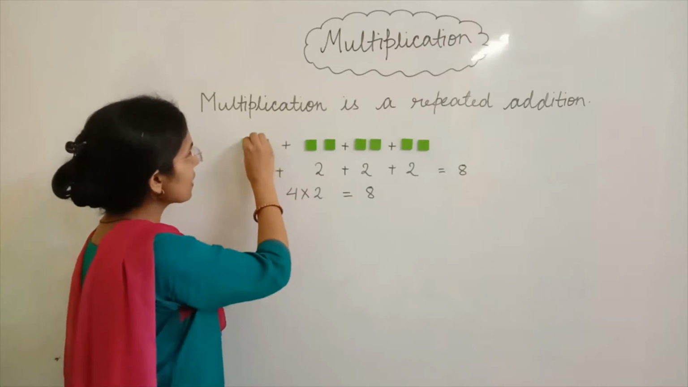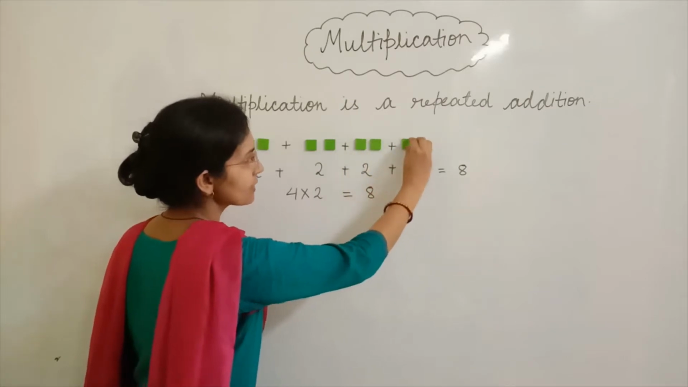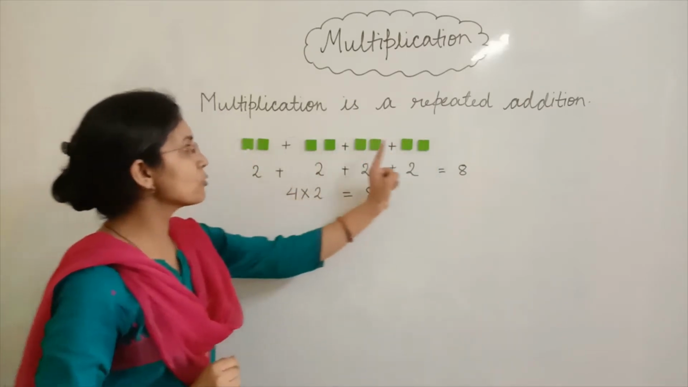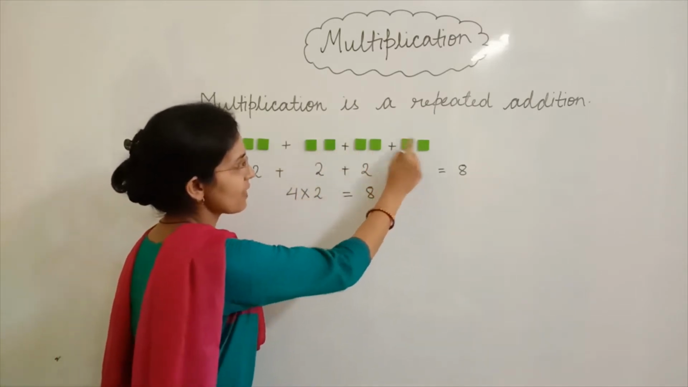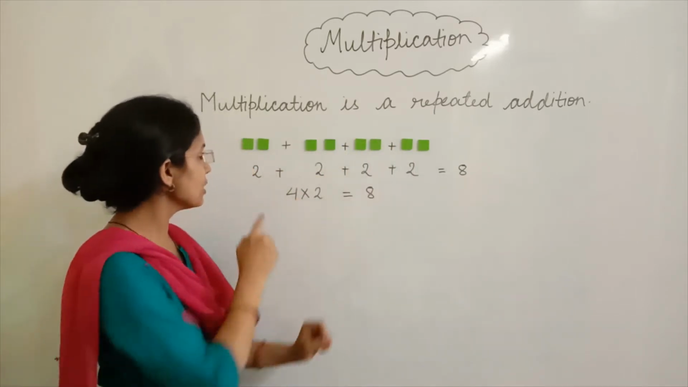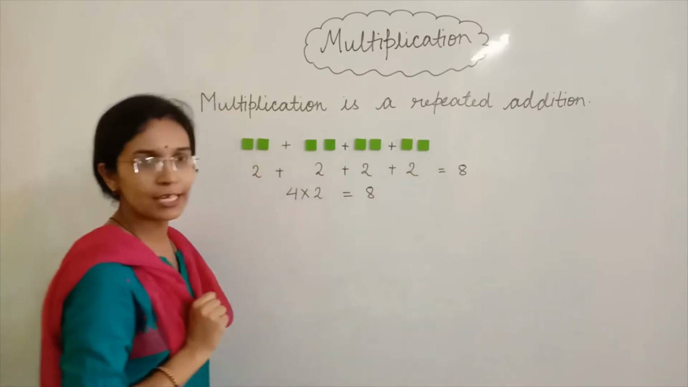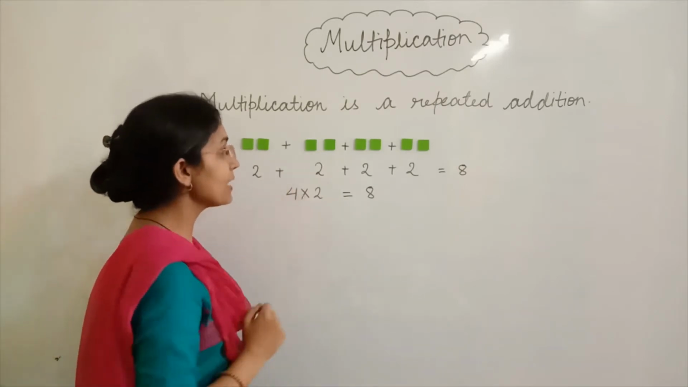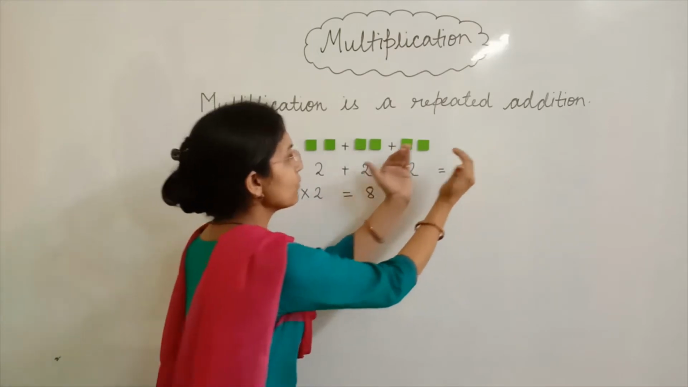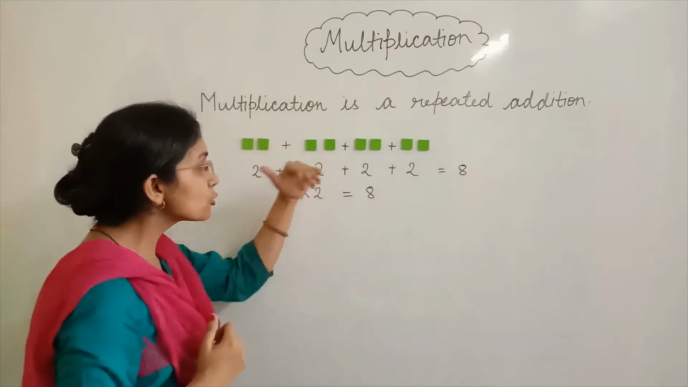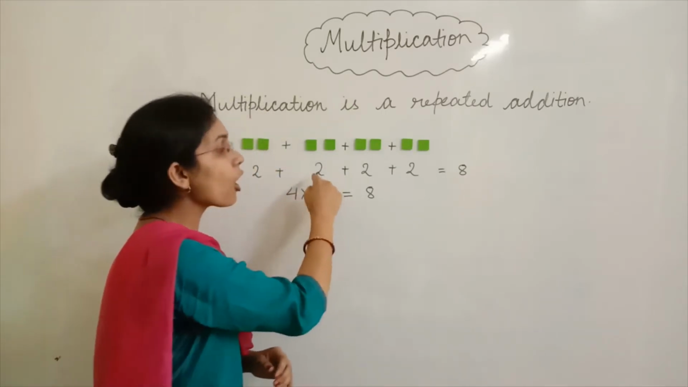Just see. Here we have 2 blocks. Again we have 2 blocks, 2 blocks and 2 blocks. Just count it. 1, 2, 3, 4, 5, 6, 7, 8. But how have we written it? 2 plus 2 plus 2 plus 2 is equal to 8. But children, it's very difficult to write down all the numbers together and then write down the final answer. So, to make it simpler, what do we do? We just count how many groups.